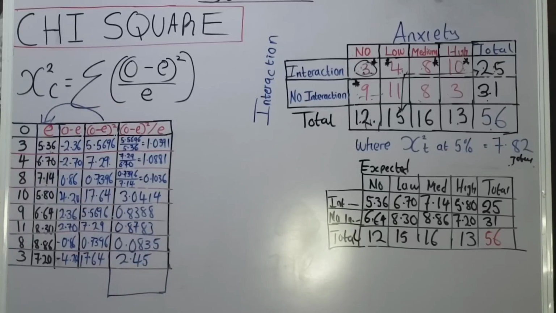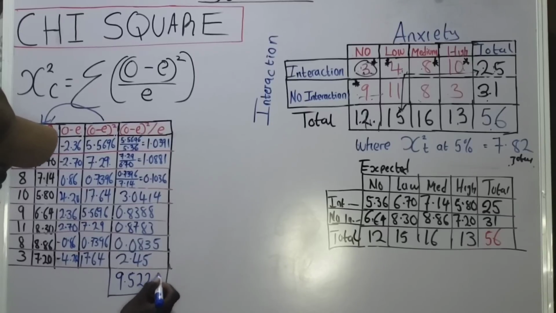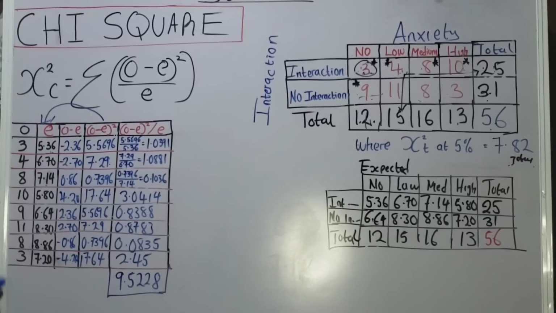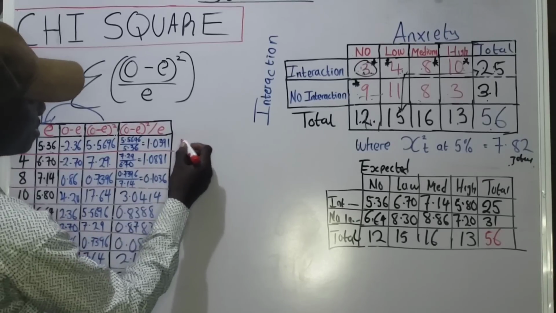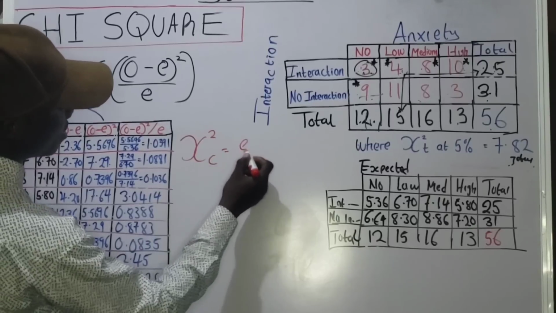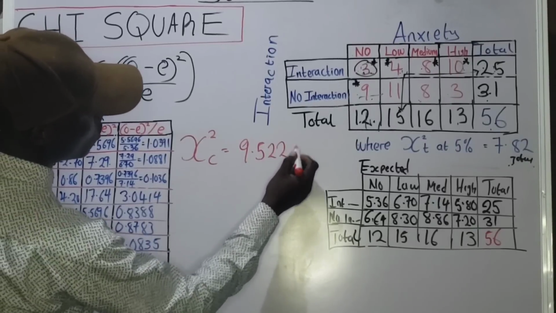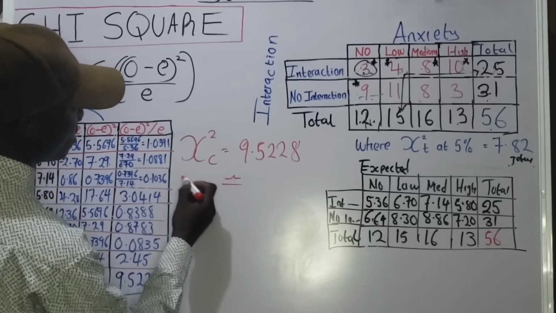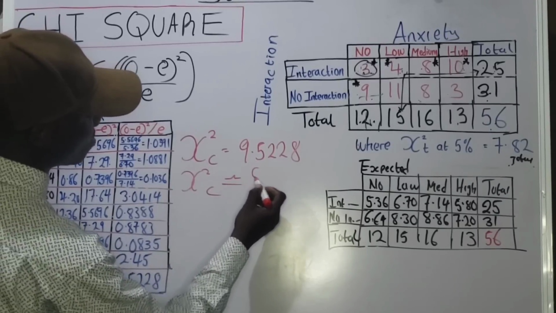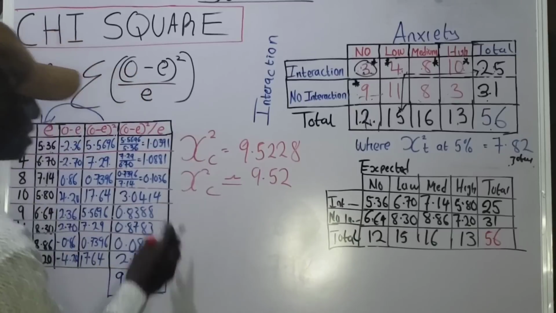So if you sum all these values together, you're going to have 9.5228. That is the calculated chi-squared. Let me write it at the front. 9.5228, and that to 2 decimal places is 9.52. You understand? That is the calculated chi-squared.